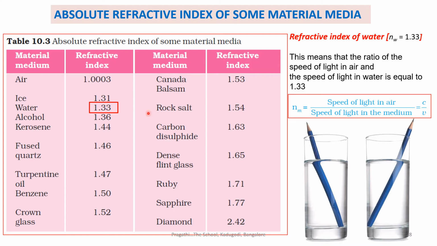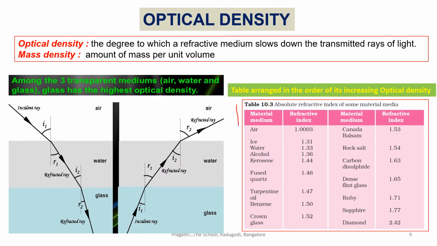This table is important. The order of optical density increases. Optical density increases. Here also the same. See, optical density is maximum for diamond. Why? Because that is the hardest material. This concept you should understand very clearly.